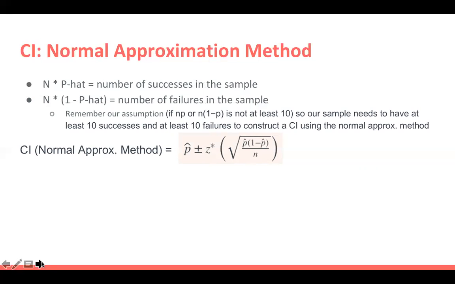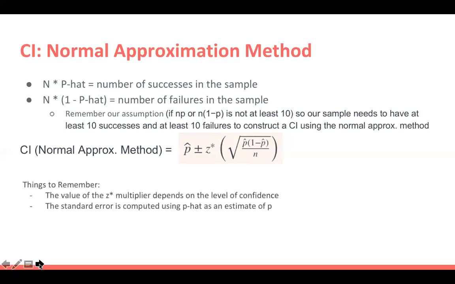And the confidence interval formula for a normal approximation method is p-hat plus or minus z star times your standard error. And here your standard error is calculated by taking the square root of p-hat times 1 minus p-hat over n. So just something to remember is that the value of your z-star multiplier will depend on your level of confidence, whether it's 99%, 95%, or 90%. And then your standard error is computed using p-hat, which is an estimate of p, which is your population parameter.